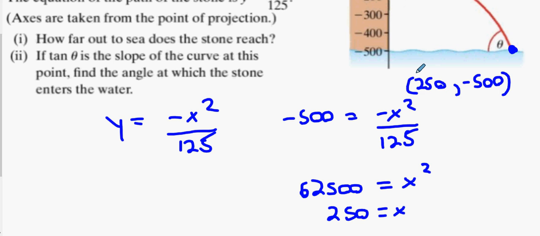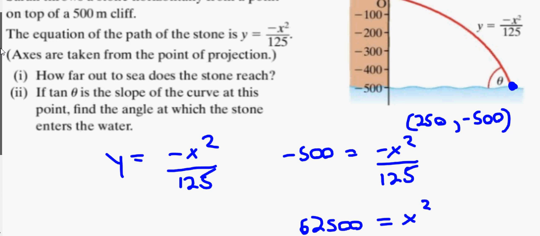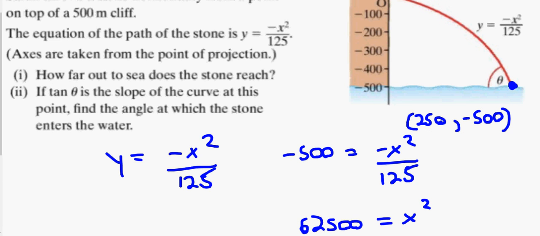Everybody cool with that? Now, if tan theta is the slope of the curve at this point, find the angle at which the stone enters the water. Alright, here's the part where I need you guys to understand this, right? The angle it hits, the applied maths guys better know this. Alright?